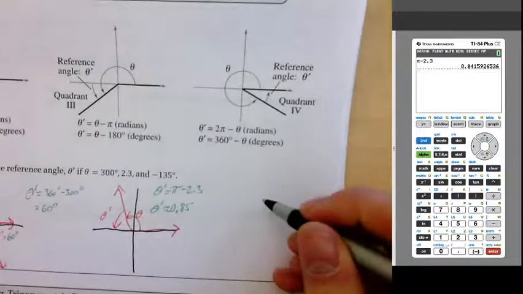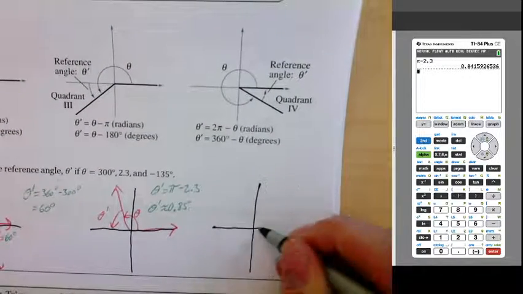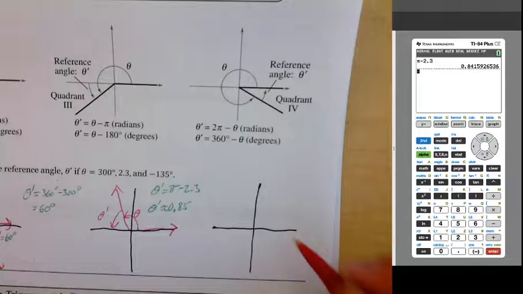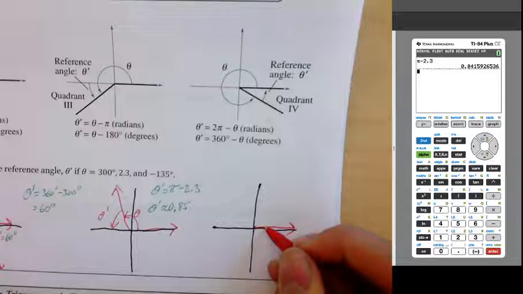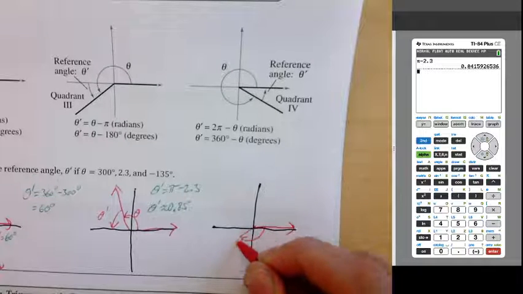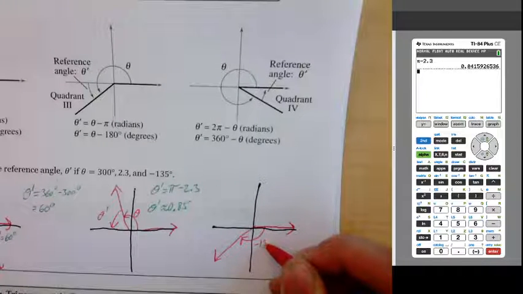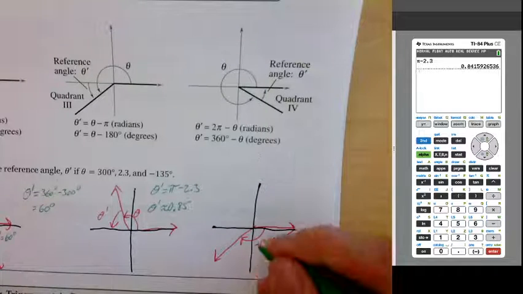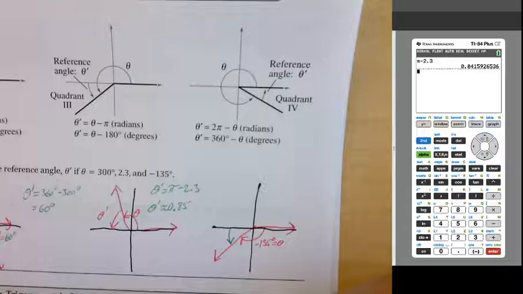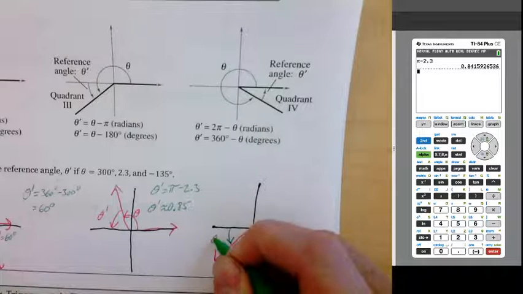All right, let's do negative 135 degrees. So remember, negative, we're going to be opening up in the clockwise direction. And this is 90, this is 180, so we're somewhere in between, about here. So that's negative 135 degrees, that's theta. Theta prime is going to be this angle here. It's always positive, so notice I'm drawing it in the positive direction.